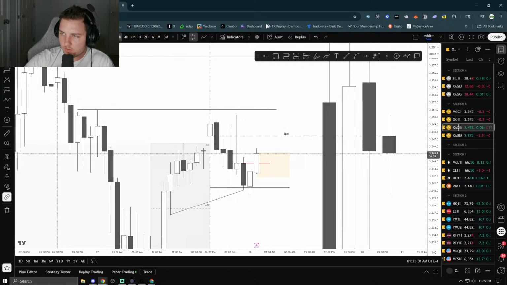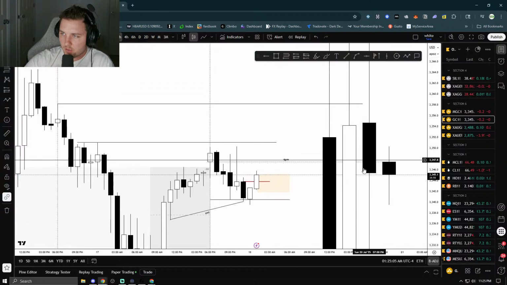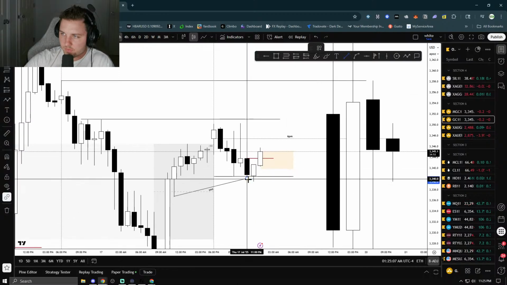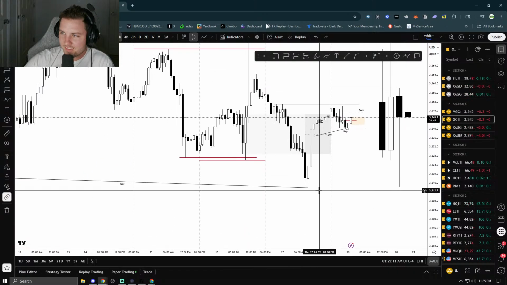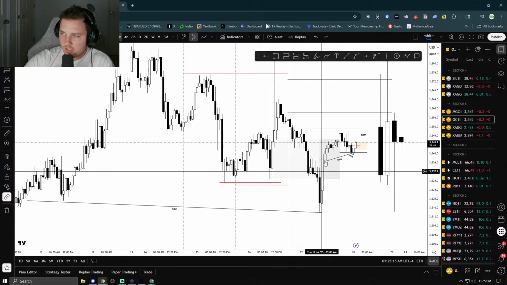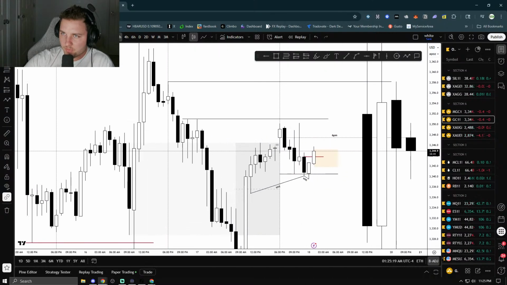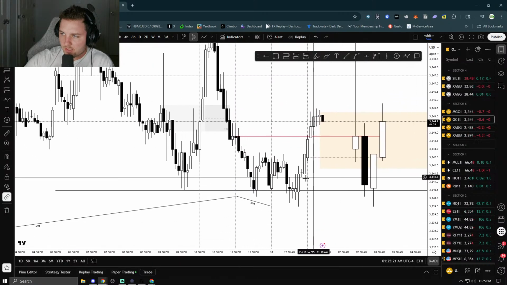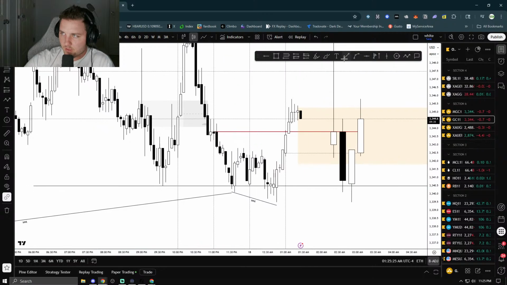11, 12. And then a two-stage. And then we have this SMT for the daily. We have expansion into a pullback to a two-stage SMT. This just looks good. AMD reversal, in other words.